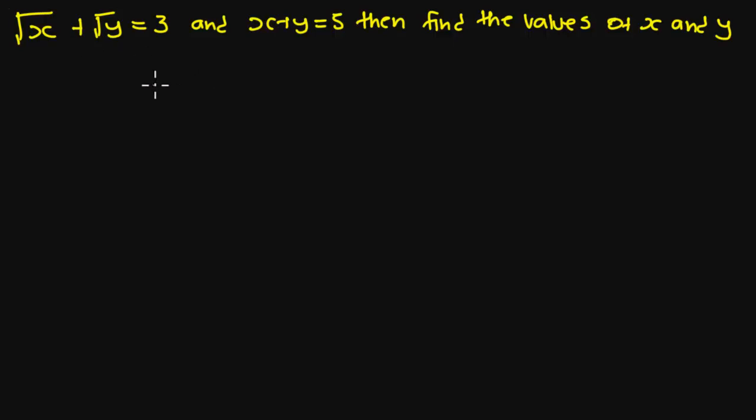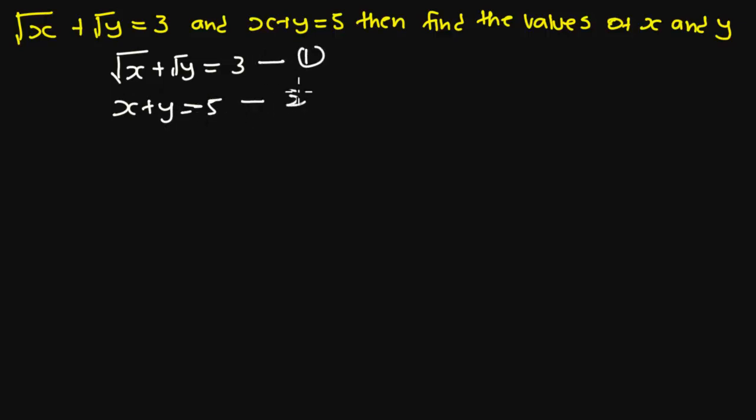Hello everyone, in this video we are given that square root of x plus square root of y is equal to 3 and then x plus y is equal to 5. Then we have to find the values of x and y from these equations. Now we are given the square root of x plus square root of y to be equal to 3. And then we were also given x plus y to be equal to 5. So let's call this equation 1 and then this equation 2.